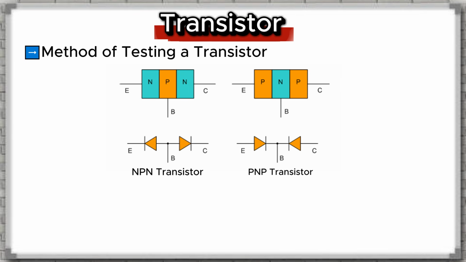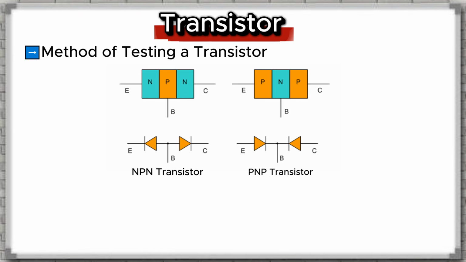Method of testing a transistor during operation. A transistor may fail for several reasons. It may fail due to high temperature, due to humidity, due to a sudden increase of supply voltage, or simply because of poor component quality. To test a transistor, we need to recall its internal structure.